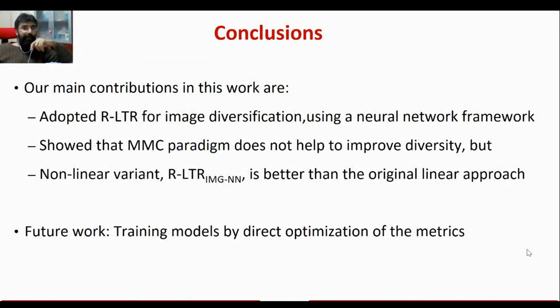As a result, our main contributions in this work are adopting R-LTR for image diversification using a neural network framework. We showed that the MMC paradigm does not help to improve diversity, but the nonlinear variant R-LTR image MM is better than the original linear approach. In our future work, we aim to train our models by direct optimization of the evaluation metrics.